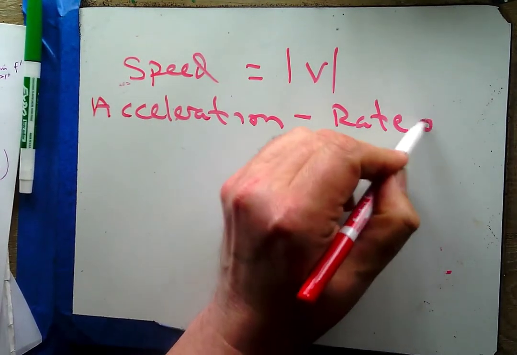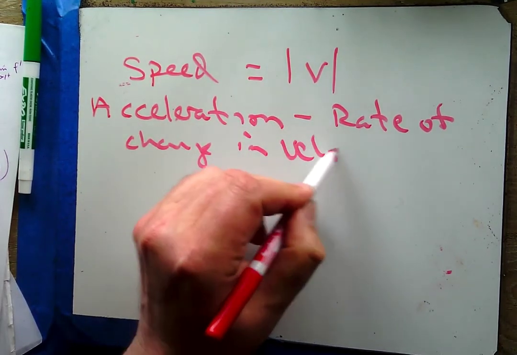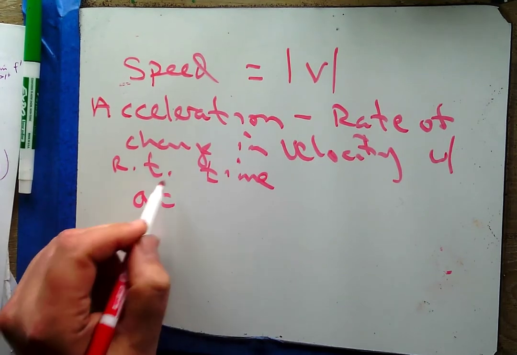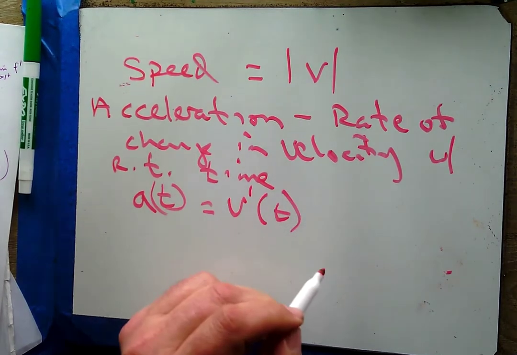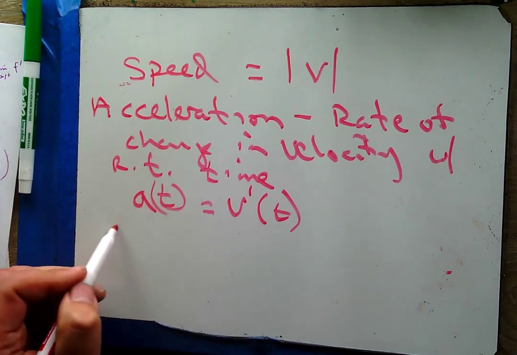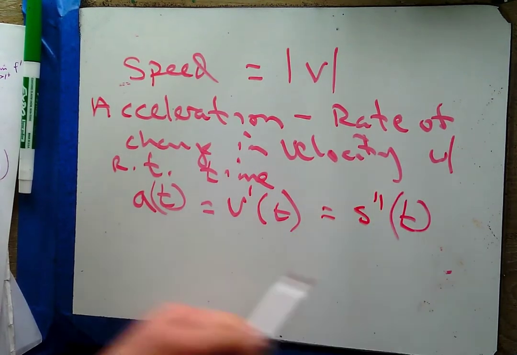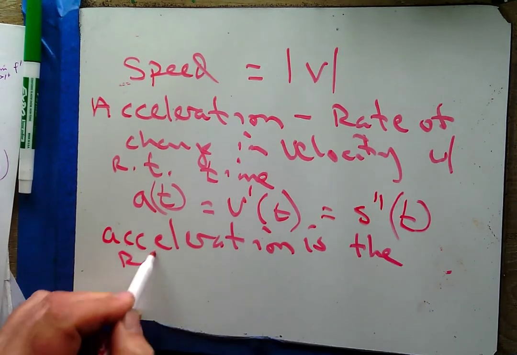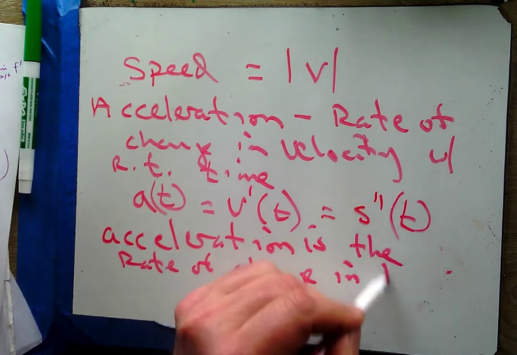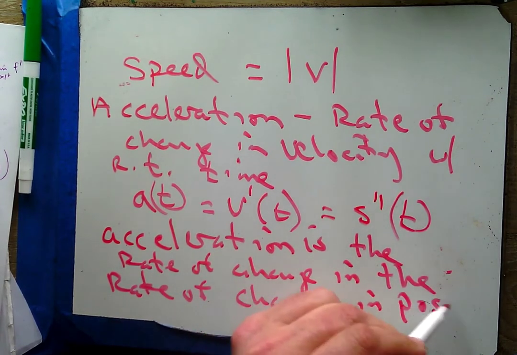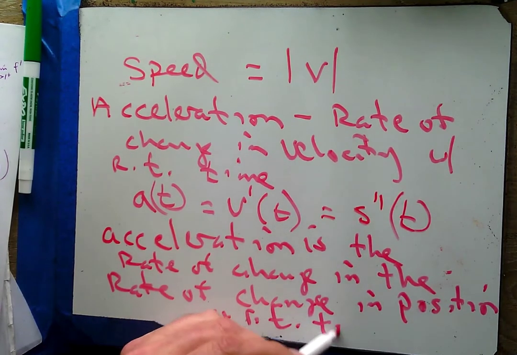Acceleration is the rate of change in velocity with respect to time, and so we could say a of t equals v prime of t. But since v is the derivative or rate of change in position with respect to time, we could say that this is also equal to s double prime of t. Thus, acceleration is the rate of change in the rate of change in position with respect to time.